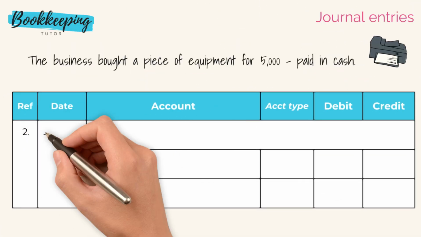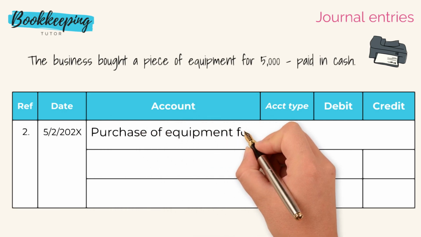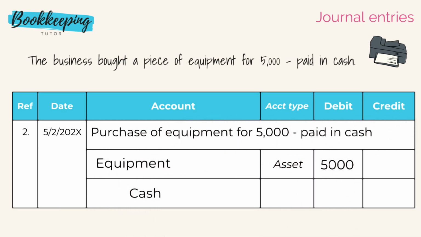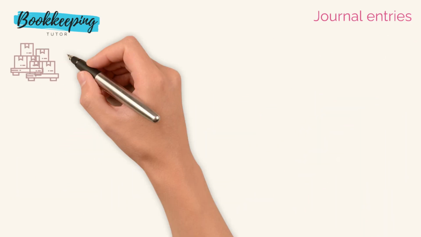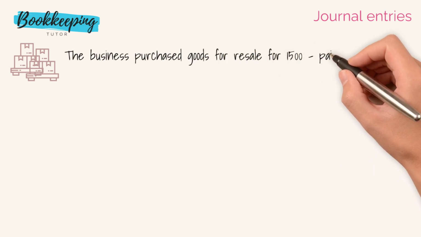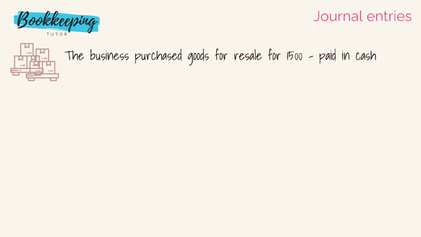So when a business purchases a piece of equipment for cash, it should be recorded as debit the equipment account and credit the cash account with the same amount. Let's see the third transaction, when the business purchased some goods for resale for 1,500 and paid in cash.